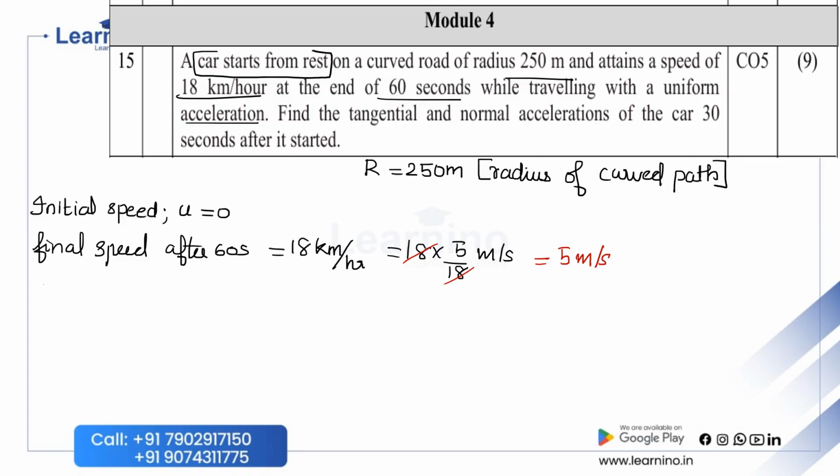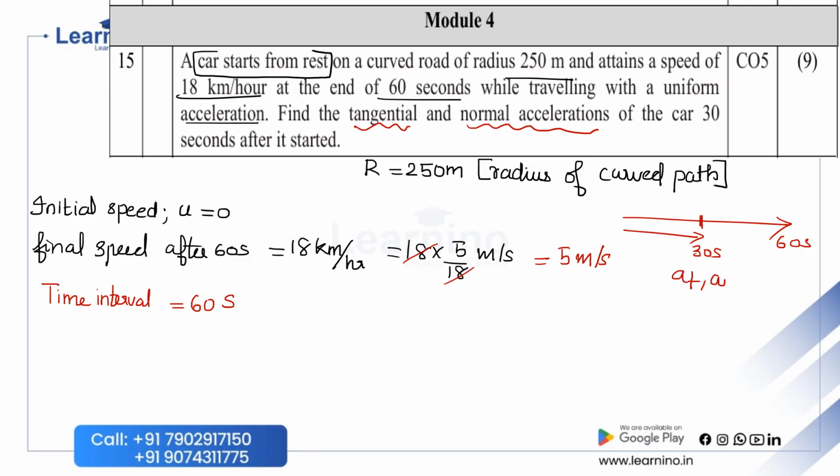So what is the time interval? Time interval T is 60 seconds. And they asked us to find out the tangential acceleration and normal acceleration of the car 30 seconds after it started. So we have a total of 60 seconds, but we need the tangential and normal acceleration at 30 seconds. For the calculation, the time we need is 30 seconds.